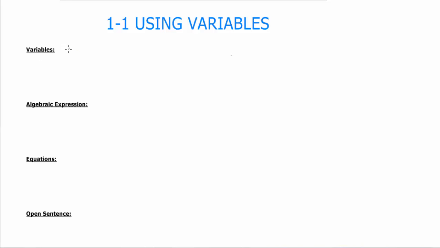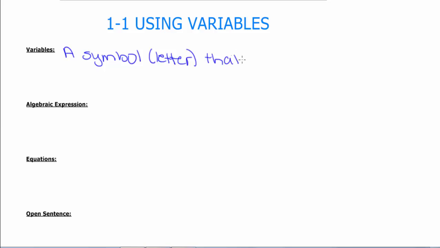So a variable is a symbol, and it's normally a letter. It doesn't have to be a letter, but it's normally a letter: A, B, C, D, Y, X. It represents one or more numbers. And I do use shorthand. You can use shorthand as well. So a variable is the letters, representing a number.